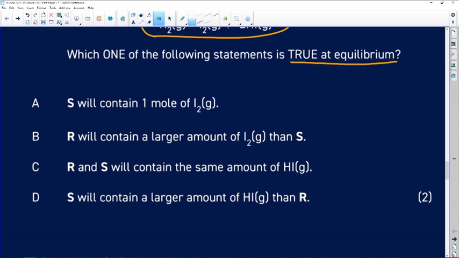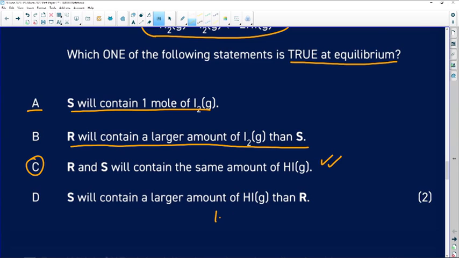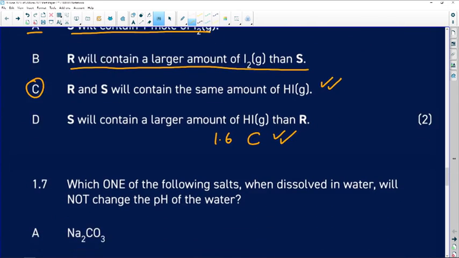of reverse? If I look at option A, it says S will contain 1 mole. This can be correct. If I look at B, R will contain a larger amount. It can be a larger amount, but it must be equal. If I look at C, R and S will contain the same amount of HI. So C for 1.6 is our correct answer, because the rate of the forward should be equal to the rate of reverse.